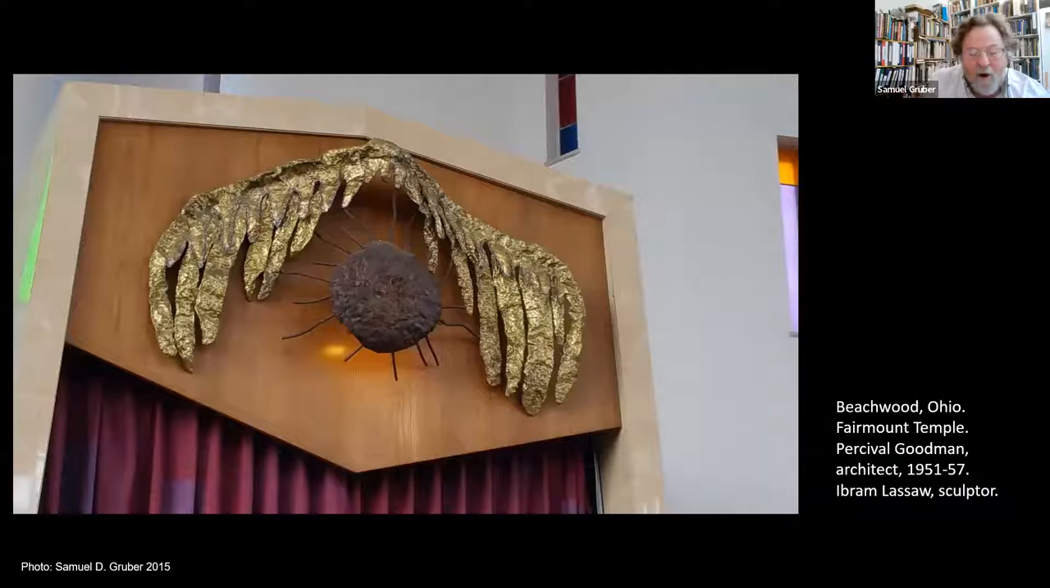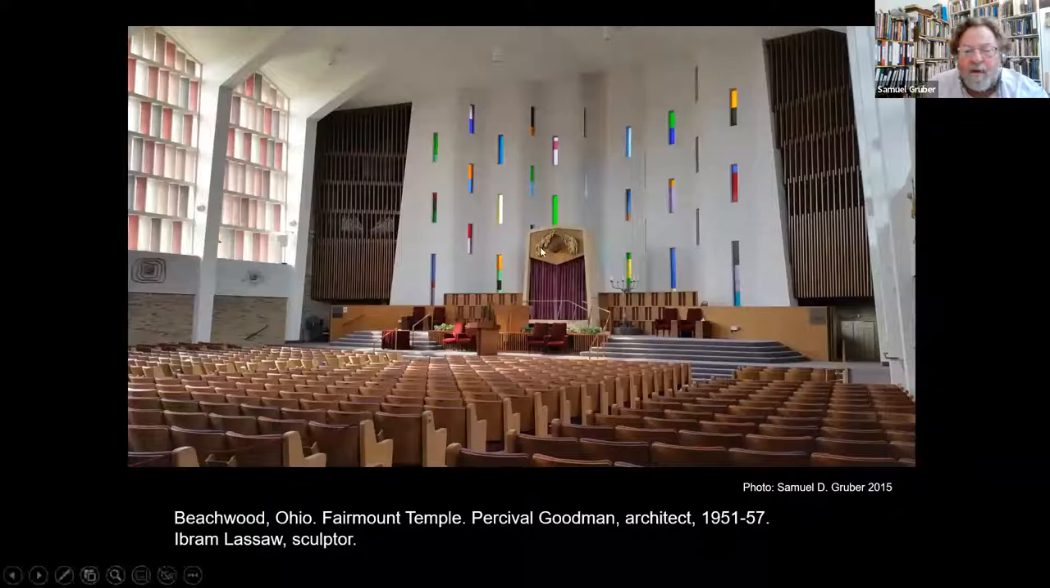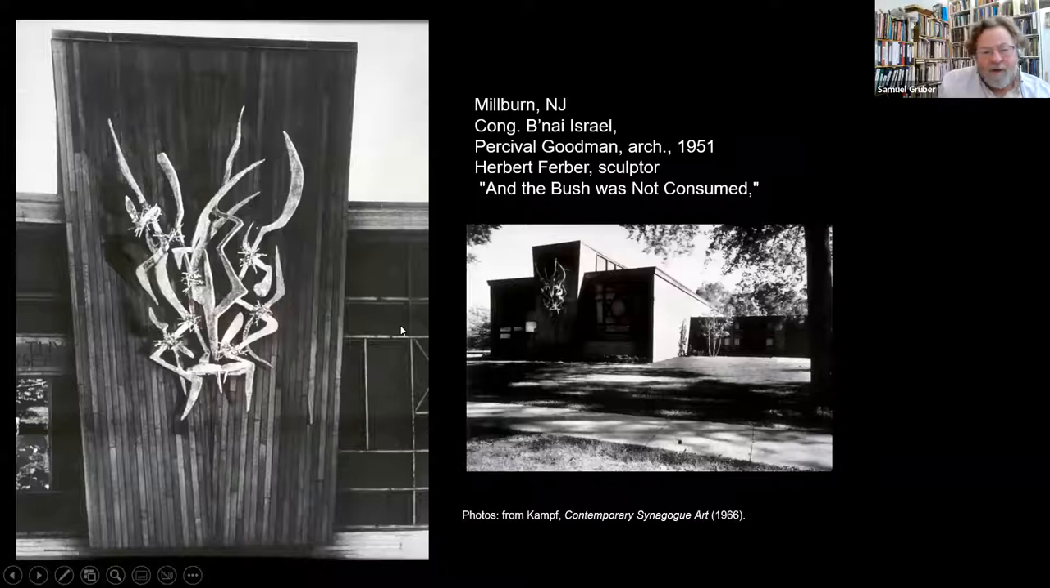flanking the ark. In this case, though, it is a very modern take on the wing of the cherubim over a very modern type of ark, but it harks back to the cherubim over the Ark of the Covenant in the tabernacle of Exodus. So Lasso was one of many abstract sculptors. They're part of the New York School of Abstract Expressionism that really took off in the late 40s and the 50s and early 60s. Many of these sculptors came of age in the 1930s working in the Works Progress Administration.